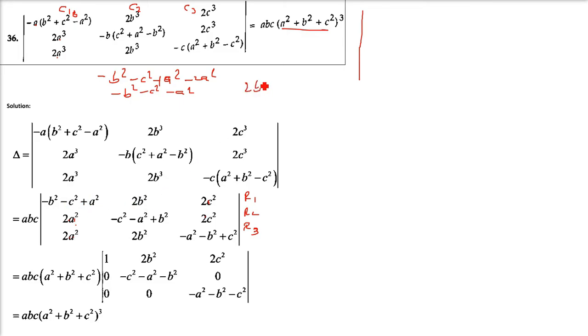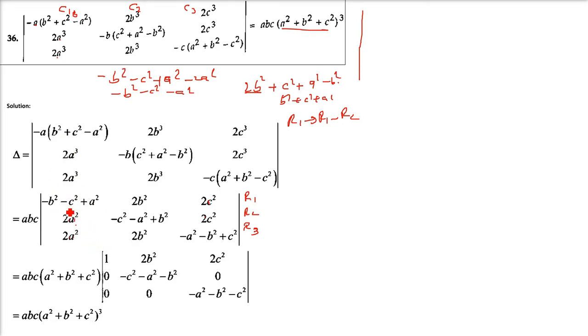2B square is there. When we subtract this 2B square, it will be plus C square plus A square minus B square. So A square plus C square is already there, and 2B square minus B square is B square. So A square plus B square plus C square. Here also 2C square minus 2C square will be 0. So we are changing row 1 to row 1 minus row 2. Got it?